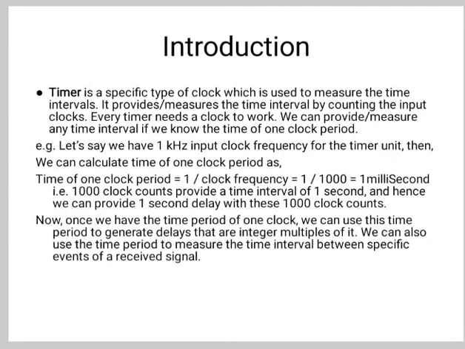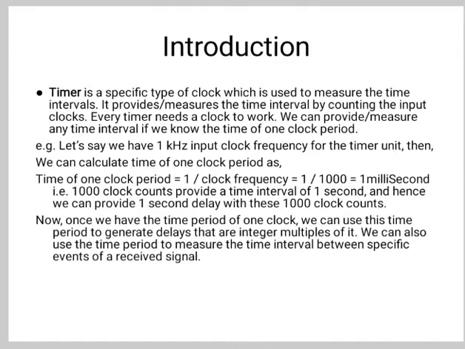So for example, let us say we have a 1 kilohertz input clock frequency for the timer unit. Then we can calculate the time of one clock period as 1 by clock frequency. So it is equal to 1 by 1000, that is 1 millisecond. That is, 1000 clock counts provide a time interval of 1 second, and hence we can provide a 1 second delay with this 1000 clock count.